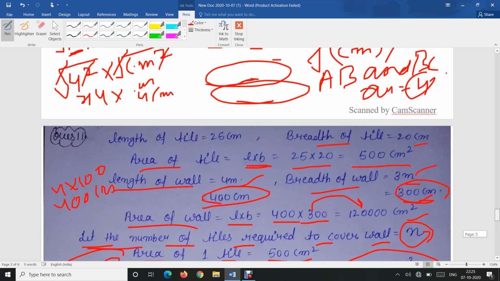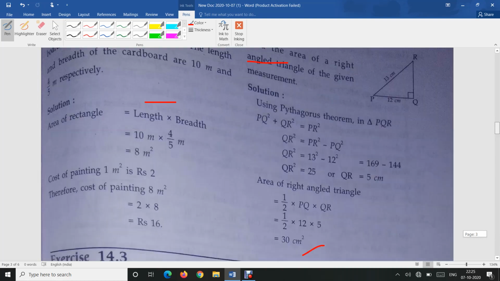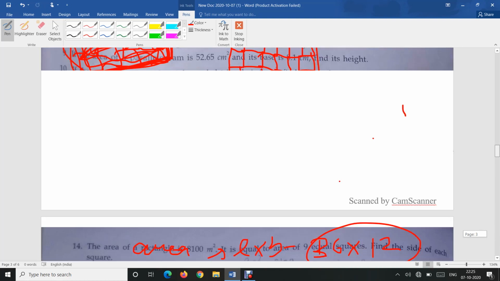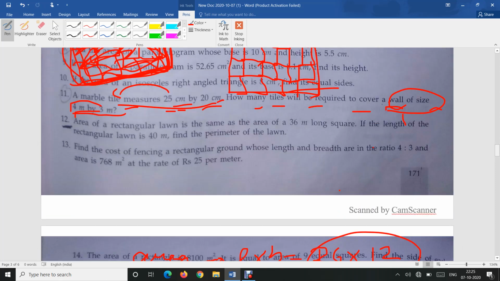Now see the next question, which is question number 12. The question number 12 is saying: the area of a rectangular lawn is the same as the area of a 36 meter long square. If the length of the rectangular lawn is 40 meter, find the perimeter of the lawn. See, the area of the rectangular lawn is equal to the area of the square, and for that you have to find out the area of the square.